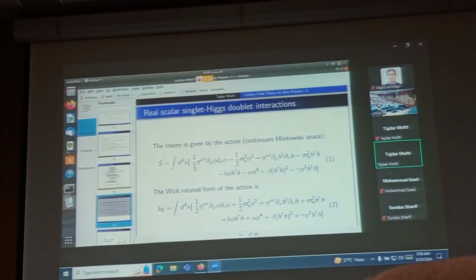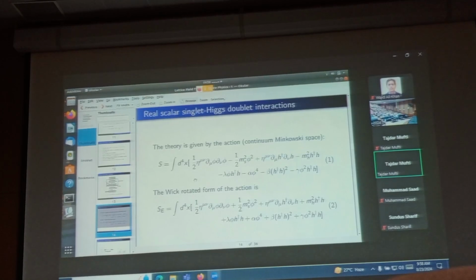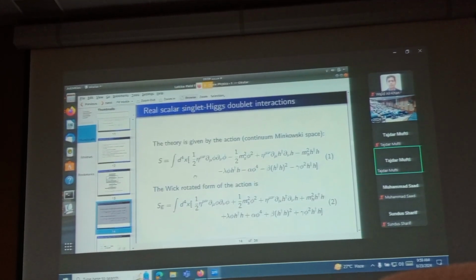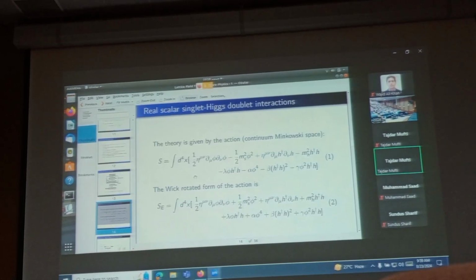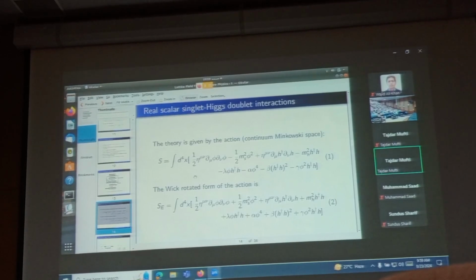And of course, if we are thinking about the renormalizable model, then these are the interactions in the model that you can write, and we have to change the values of these lambda, alpha, beta, and gamma, and see what happens, and calculate the quantities.